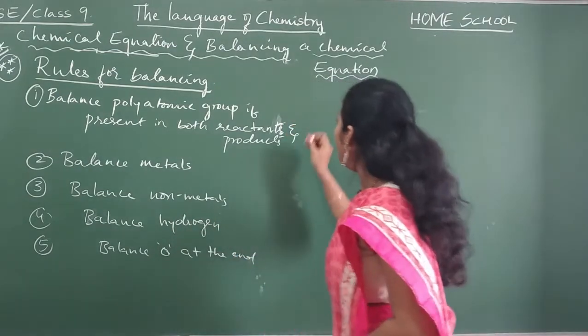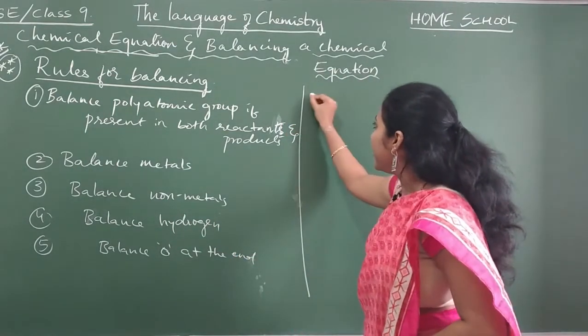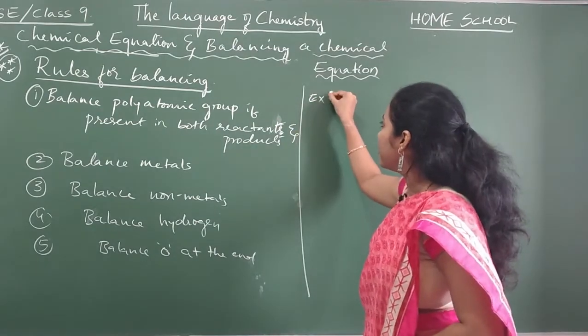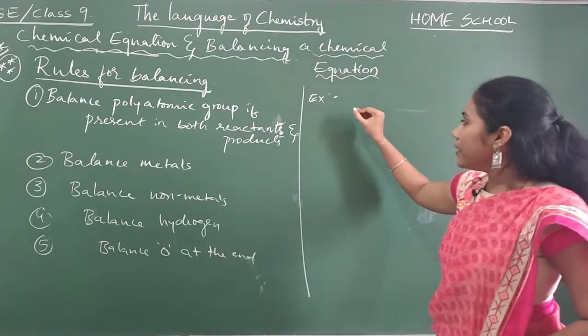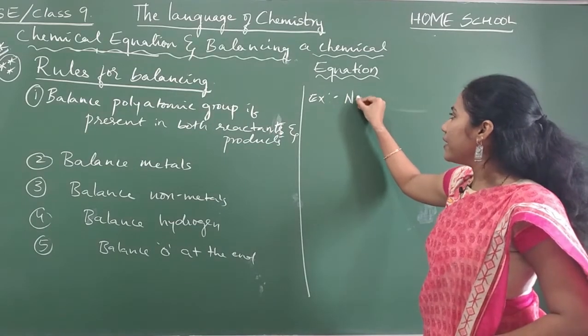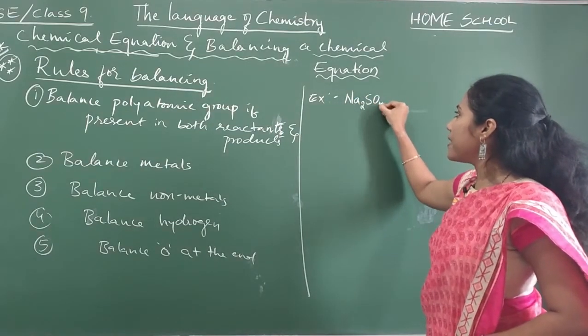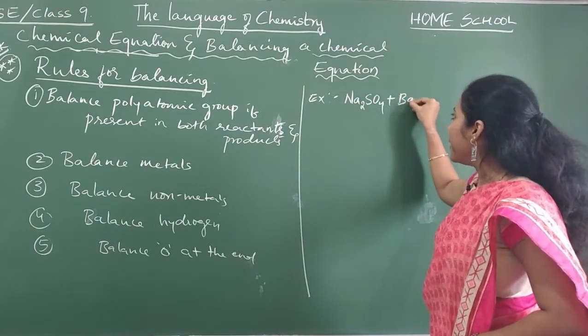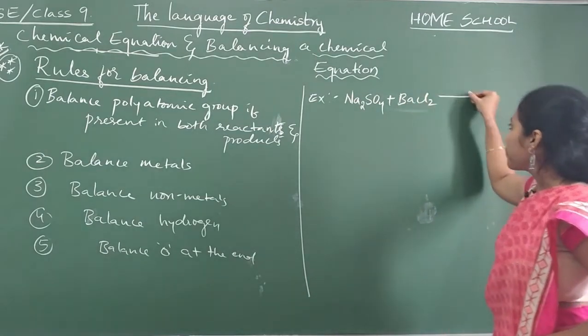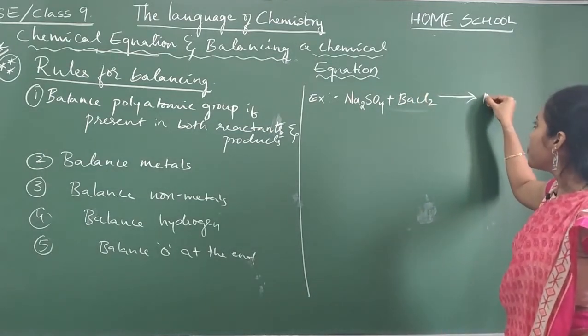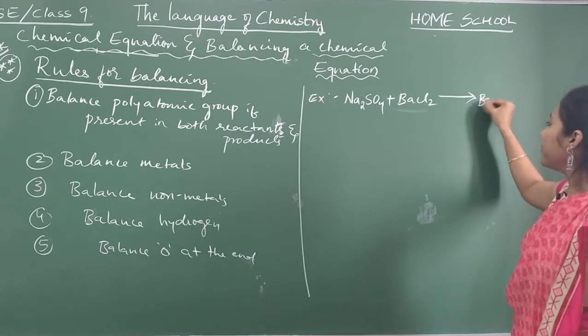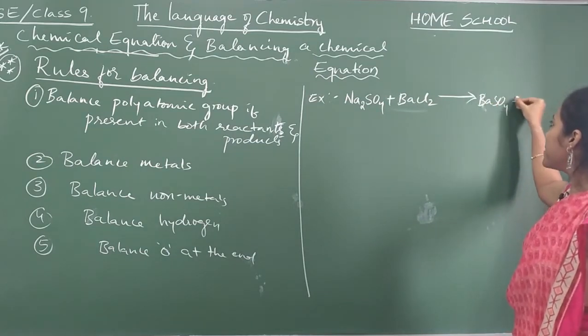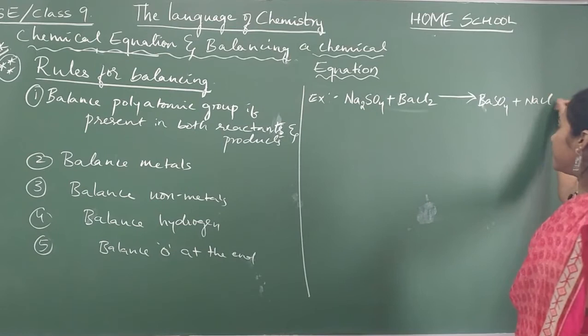Okay, and now let us see a few examples. Let us follow these rules and try to balance. The first equation I will take here is sodium sulfate plus barium chloride, giving you barium sulfate plus NaCl.